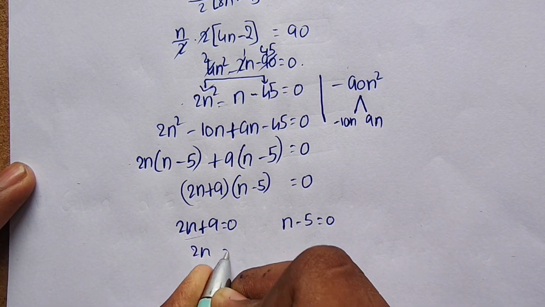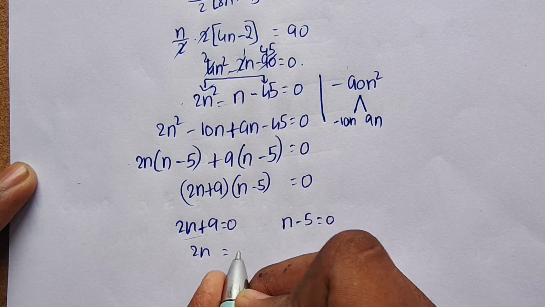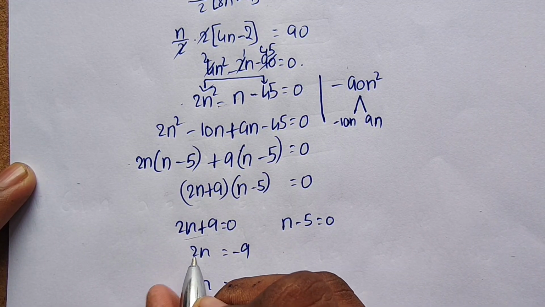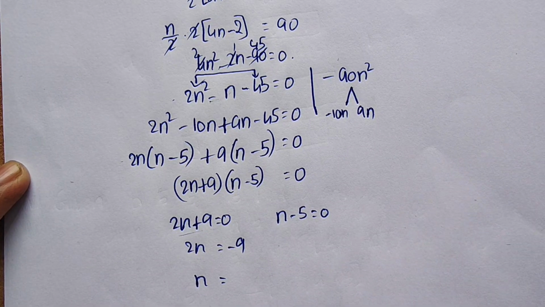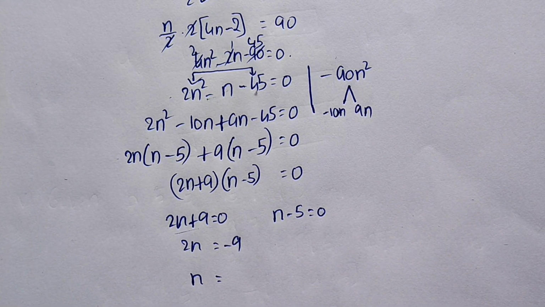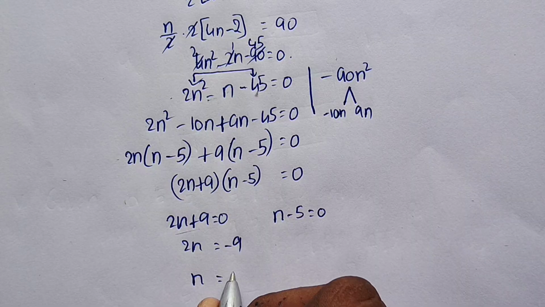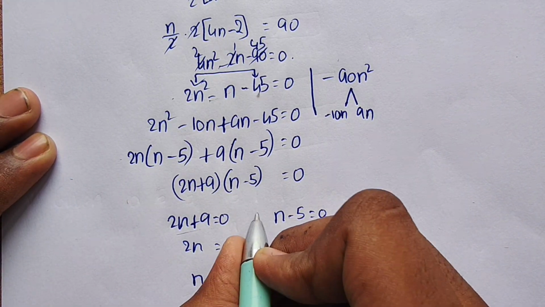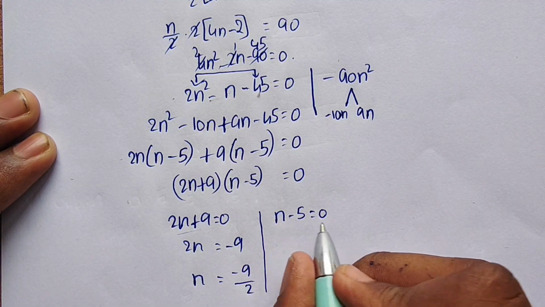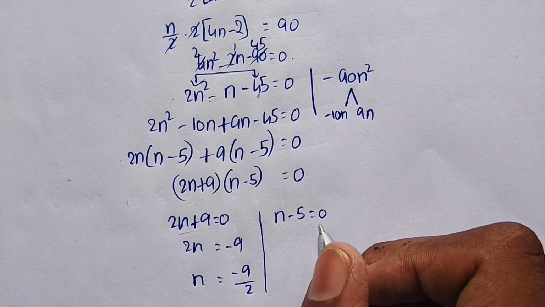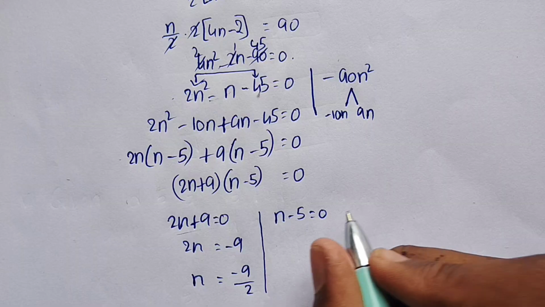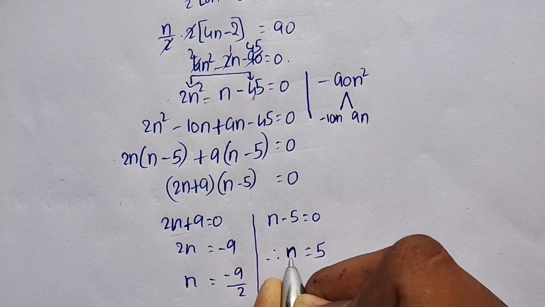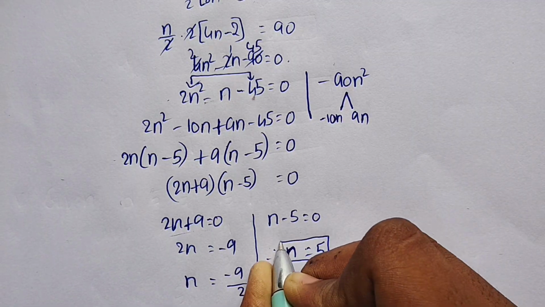So 2n equals, if you transpose plus 9 to the right side, it becomes minus 9. Here 2 is multiplying n, so if you transpose 2 to the right side, it divides the minus 9. So n equals minus 9 by 2. After that, here n minus 5 equals 0 is the other root. If we transpose minus 5 to the right side, it becomes plus. So n equals plus 5. Therefore, we got n equals 5.